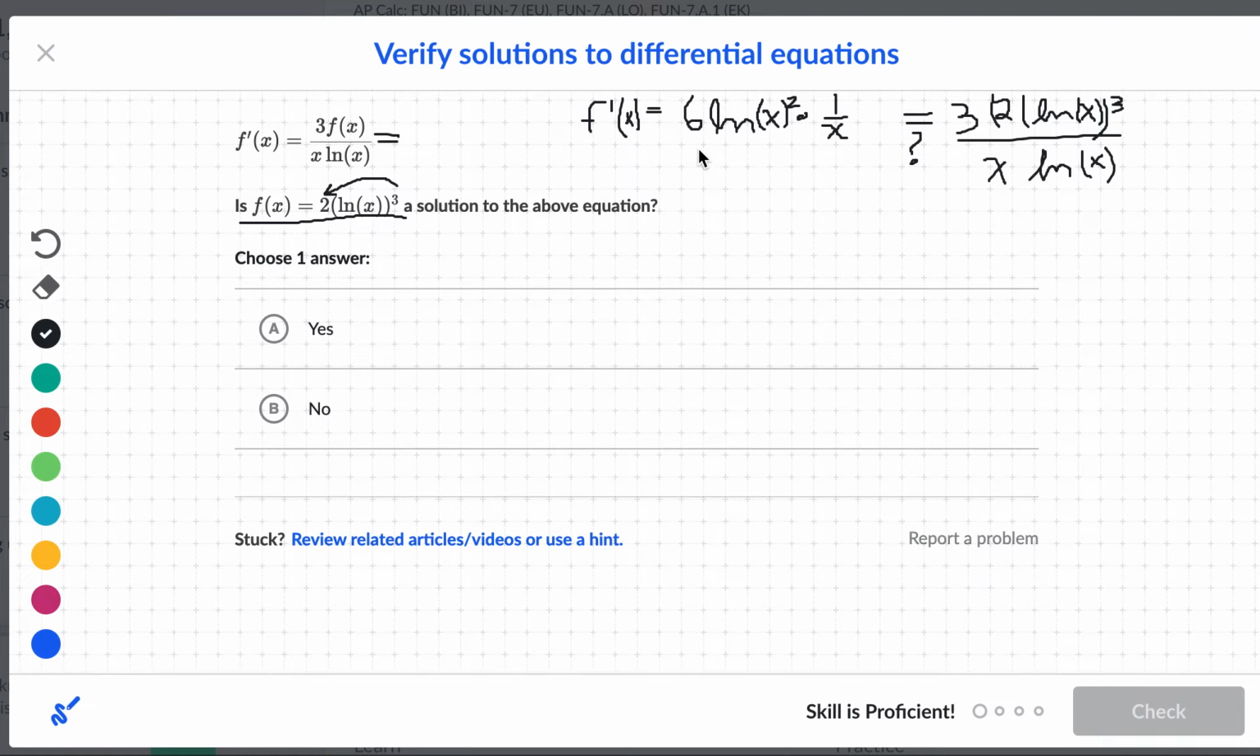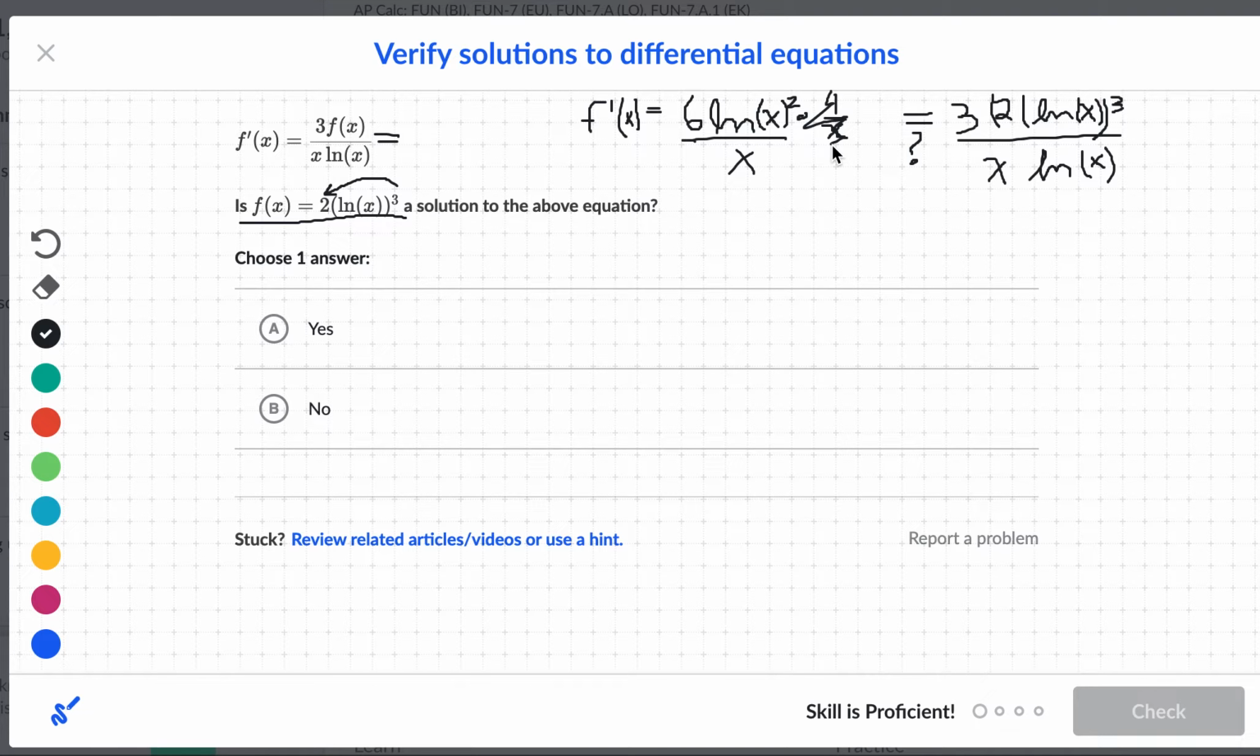It's my chain rule. I get 6. Then I kick it down a notch to go to the second power. That's then the ln of x. Then you have to take the derivative of the inside for the chain rule. So I'll simplify this by putting it over x and then just getting rid of this.